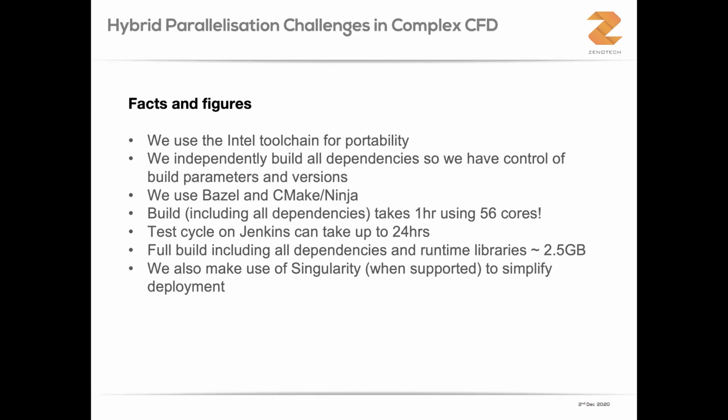But just to give you an idea, we build things like ParaView and the Trilinos libraries. These are the two big ones. Also with all our solvers as well. It takes around an hour to build on 56 cores. So there's a lot being built each time. Test cycles that we rerun on Jenkins can take up to 24 hours, depending on how busy the various clusters that we use to test on are.